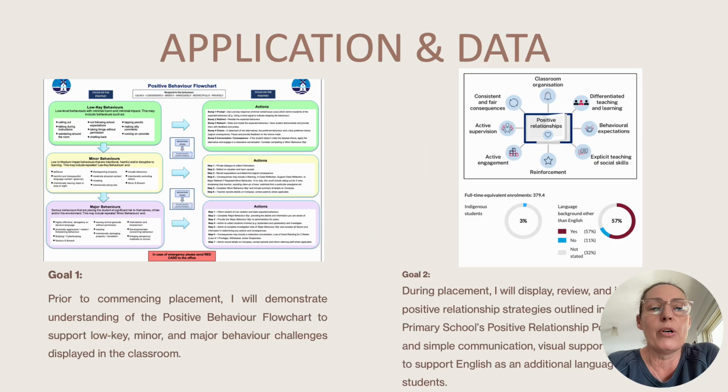My reflection has been informed by the 2 SMART goals for this placement. First, I developed them through understanding the school's positive behaviour flow chart so I can respond consistently to behavioural challenges. Second, recognising that over 57% of the students at South Perth Primary School speak an additional language at home, I would implement the positive relationship policy by using clear communication, visual supports and modelling to build an inclusive classroom for all English and additional language learners. These goals demonstrate I've applied reflection and practical strategies for my professional placement.